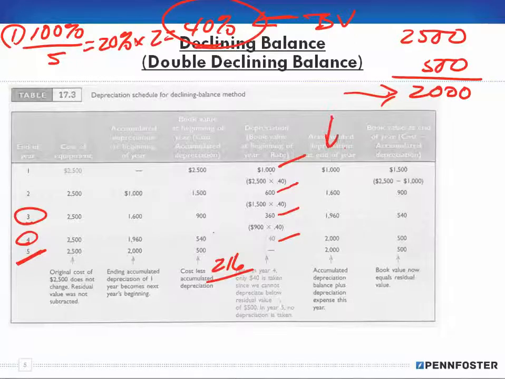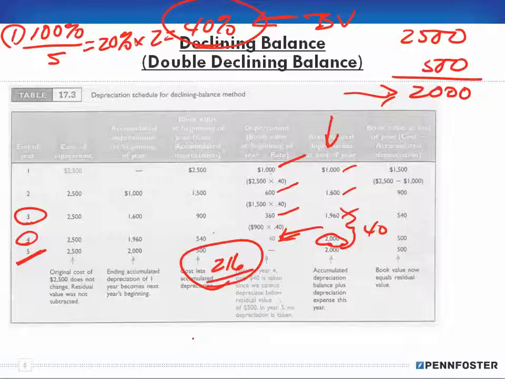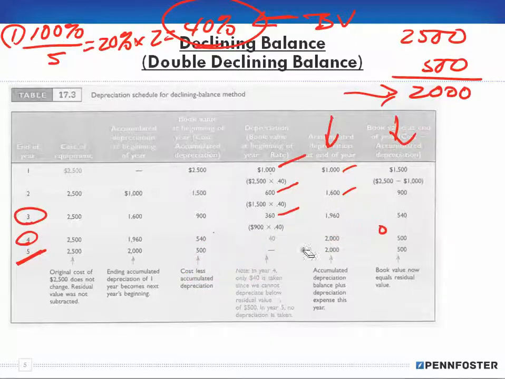So when I'm doing my accumulated depreciation here, notice that I hit 1,000, then 1,600, then I hit 1,960. Well, if the most I can take is 2,000, the difference between those two is $40, and that's the same $40 there. Even though I calculate my depreciation at 216, I can only take the $40. So I can use either column to determine how much that depreciation is at that point in time. And of course, that was in year 4.